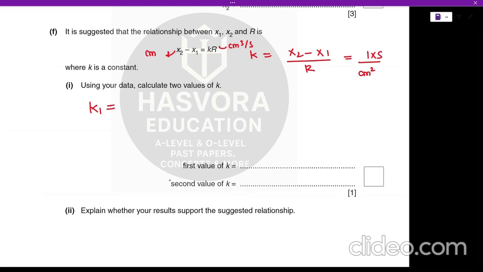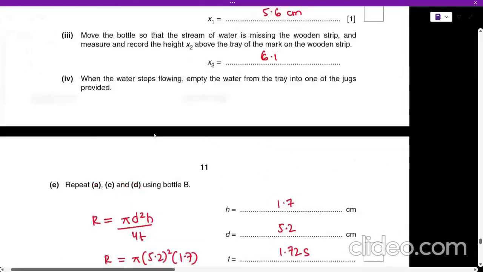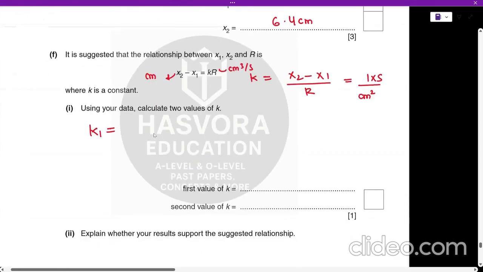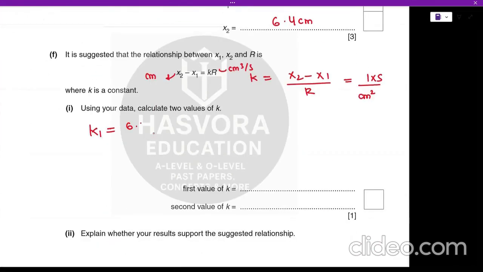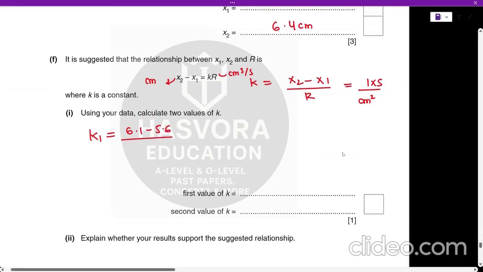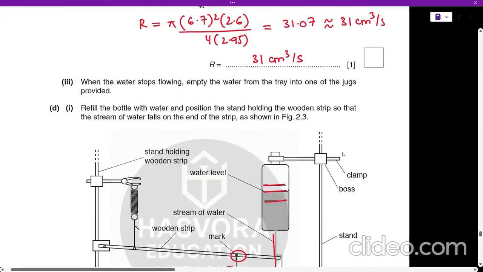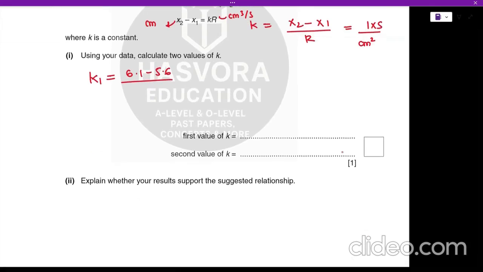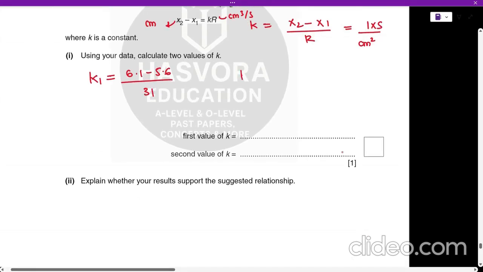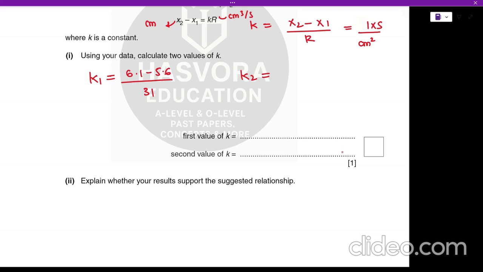The first values were, let's see what x2 was for the first one, 6.1, and the other one was 5.6. 6.1 minus 5.6 divided by the R. So what was the R? R was 31. While for the second one, it was 6.4 minus 5.8 and divided by 20. Now let's just calculate these values.